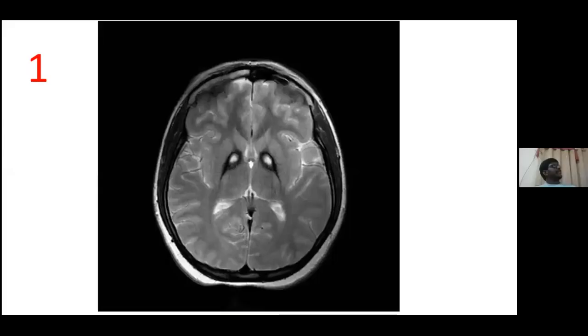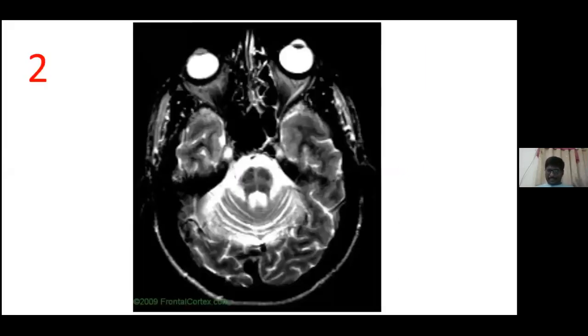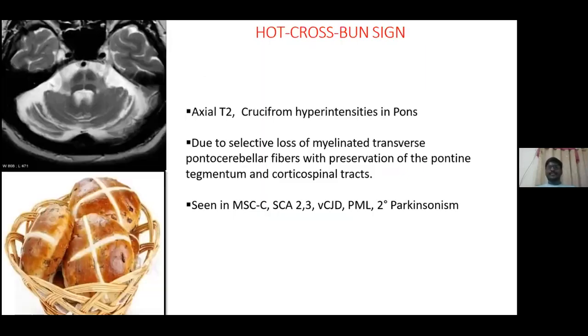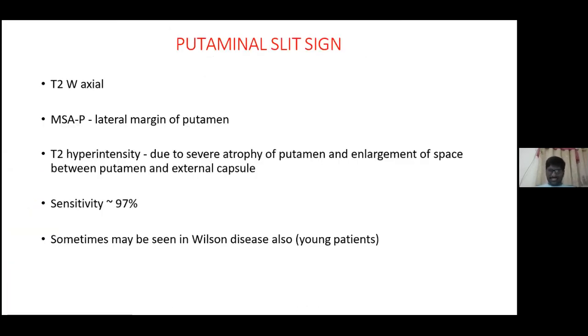So again, I'm repeating. Okay, this is the eye of the tiger appearance, classic of Hallervorden-Spatz disease. This is the hot cross bun sign, MSA. This is the putaminal slit sign. It is seen in MSA and also some patients of Wilson's disease.